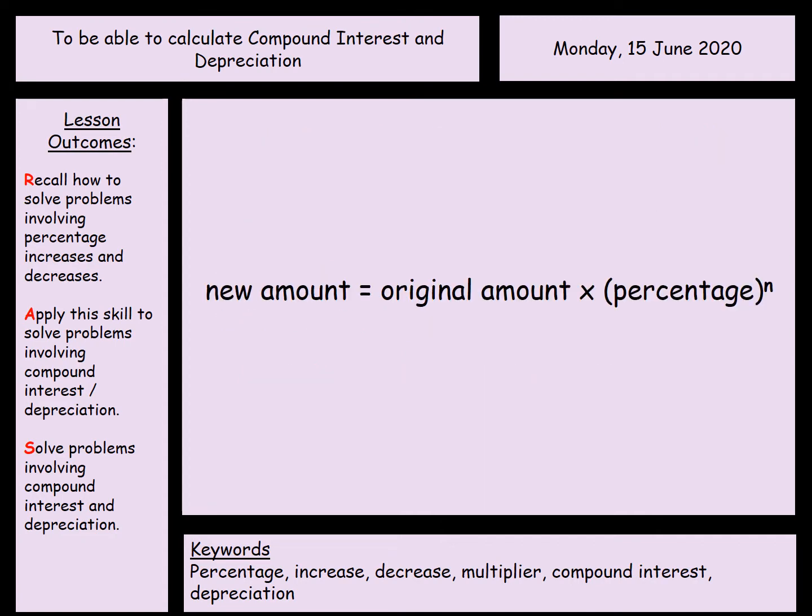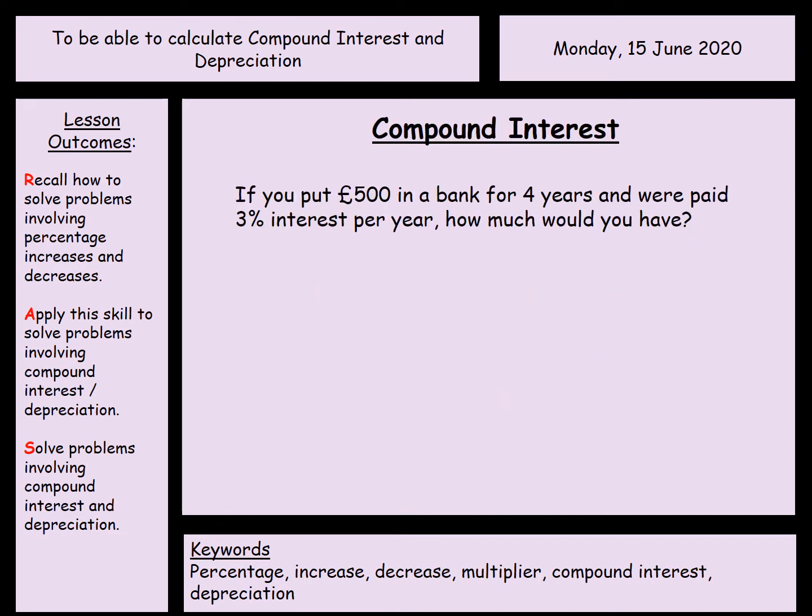Now, if we're going to do some repeated percentage change, we're going to be able to calculate our new amount by starting out with the original amount, multiplying it by a multiplier, like we've just seen, but to a number of years. So we're going to use a power to represent the number of years. It just means that we're doing this multiplier several times. Okay, so it'll be fairly straightforward when we crack on with some examples.